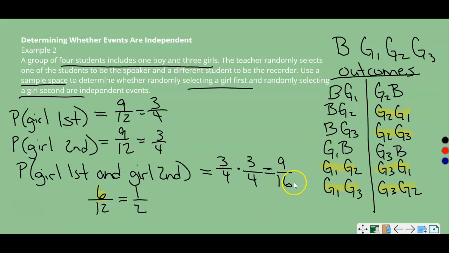All right, so 9/16 does not equal 1/2. So that means these are not independent. So these events are not independent.